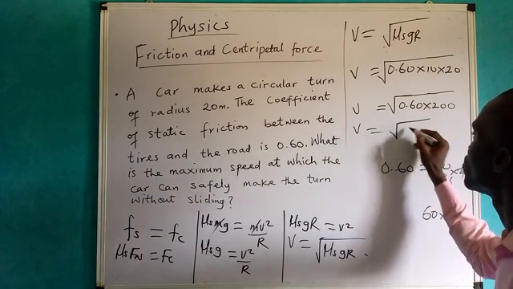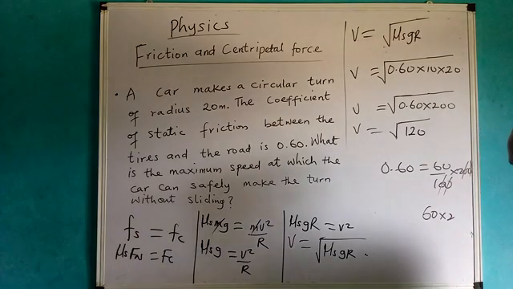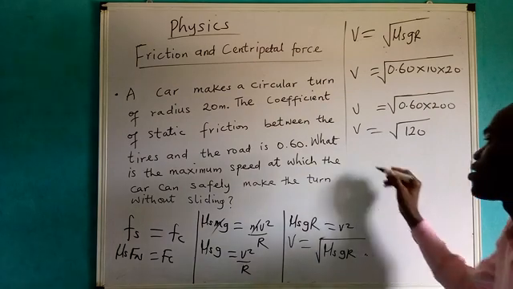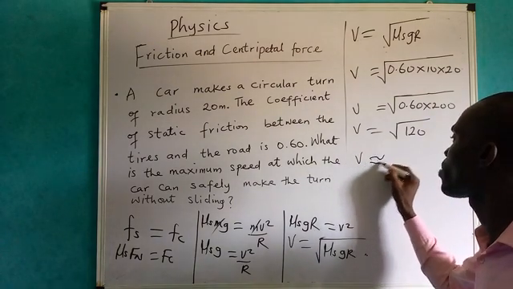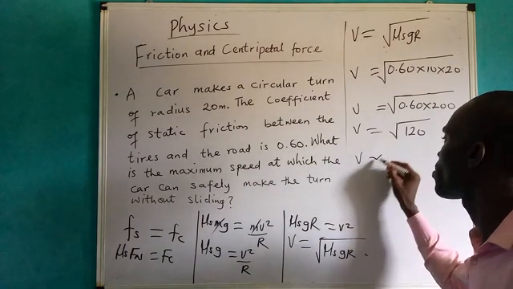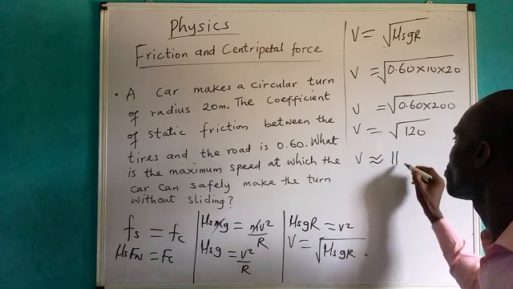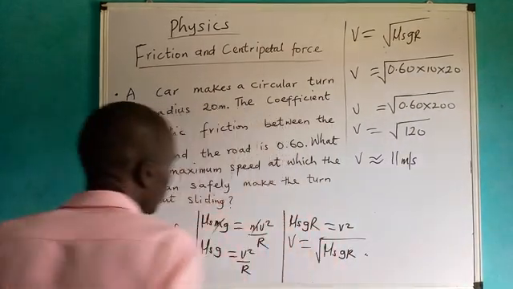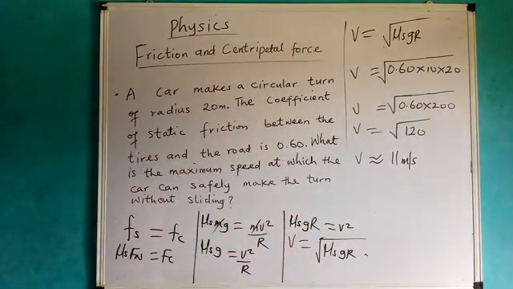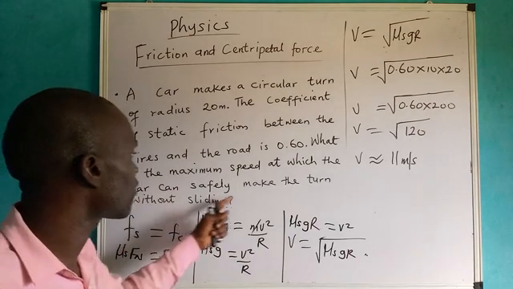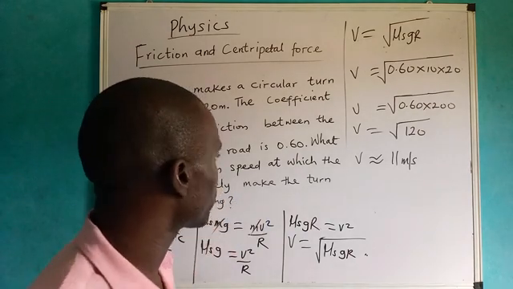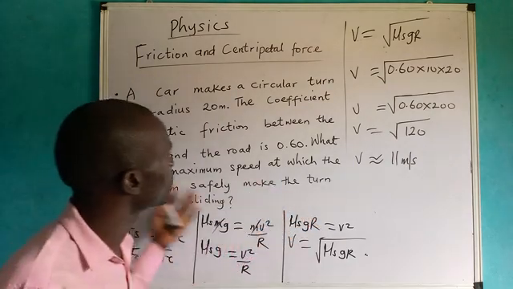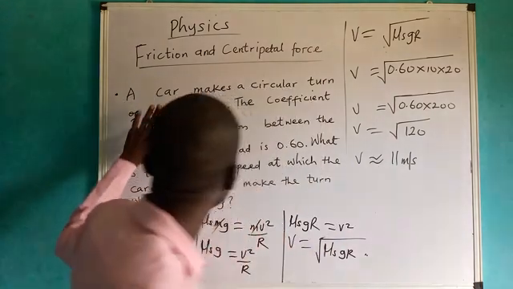Therefore, I have the square root of 120. Pressing the square root of 120, we get approximately 11 meters per second. That becomes the maximum speed at which this car can make the turn without sliding. Can you see now? This is just a simple solution to this problem on the board.